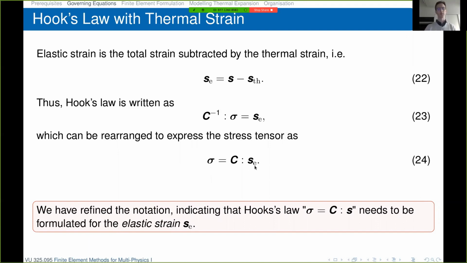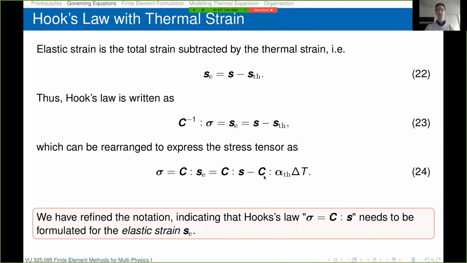And now we have refined the notation, since Hooke's law has to be formulated for the elastic strain. And of course, we can now insert our relation for the elastic strain, which then gives us Hooke's law, including thermal strain. In the formulation, we needed equation 24 for our finite element formulation, because you remember in the balance of momentum, we have the stress tensor, which we need to insert using the constitutive relation, which is now our extended Hooke's law, including thermal strain.